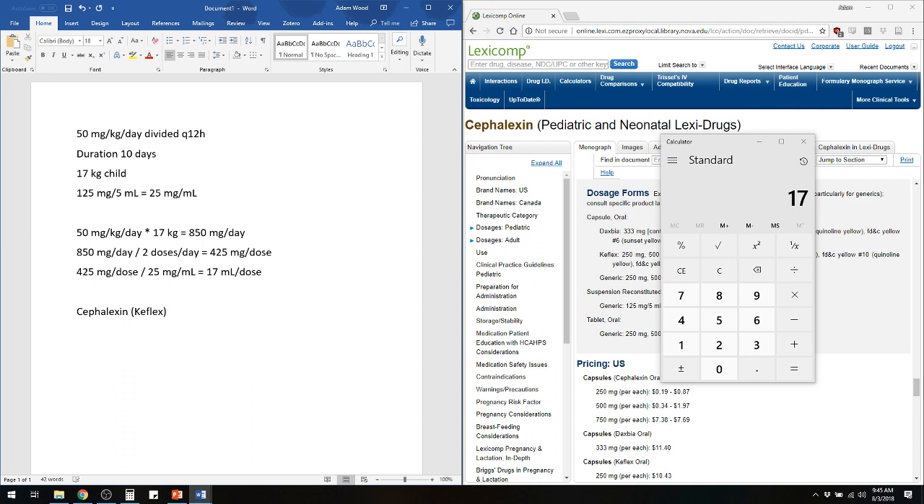So on my script, I'm going to write the name of the drug. What else do I need to include on this line? The strength of it, right? So I'm going to say 125 milligram per 5 ml suspension. Okay. Now, what do I put? Take 17 mLs by mouth, so PO, so I can write PO, so per mouth.